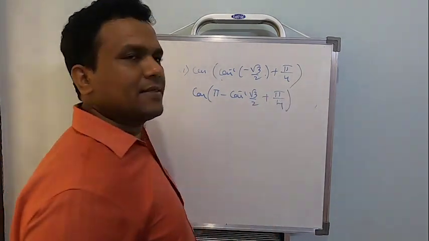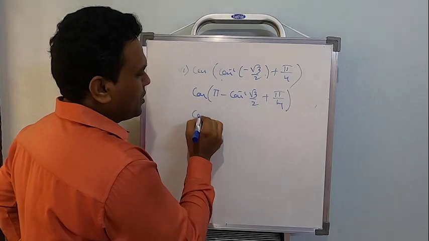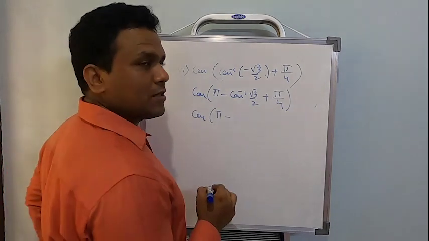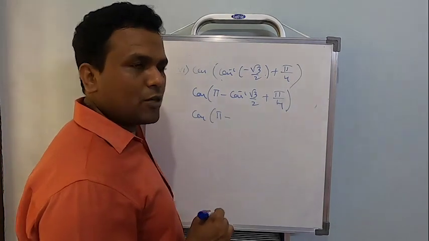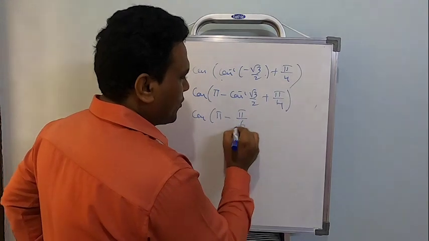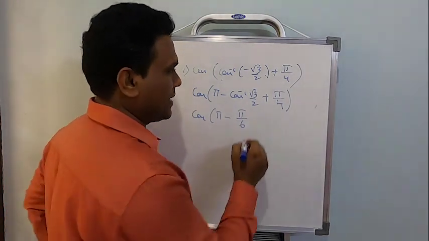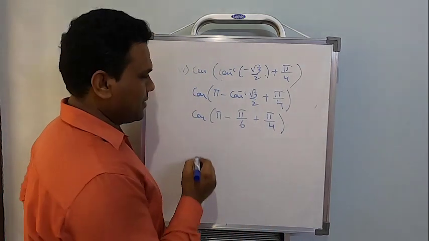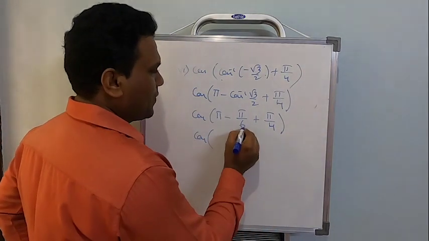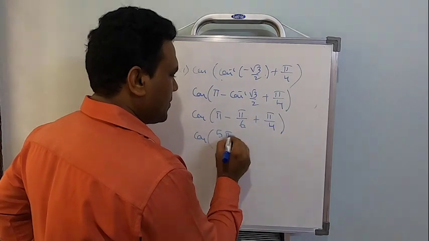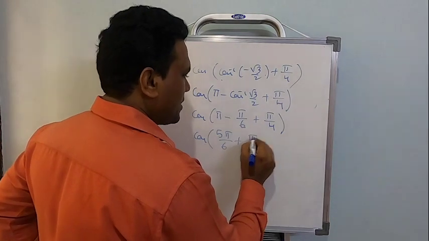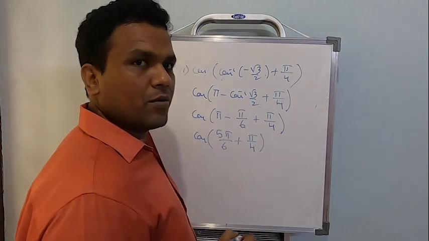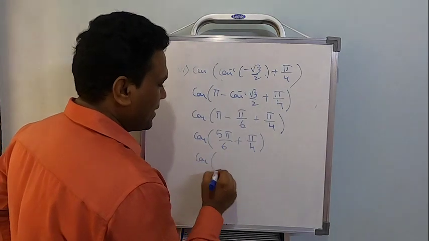Let's retain the rest as it is and start the simplification. Cos of pi minus cos inverse root 3 by 2 plus pi by 4. In the cos table, for which angle will you get root 3 by 2? You will get it for 30 degrees, that is pi by 6. Now this is going to be pi by 4, let's retain this. So cos of, if I take the LCM, this will be 5 pi by 6 plus pi by 4. Further I can continue by taking the LCM.